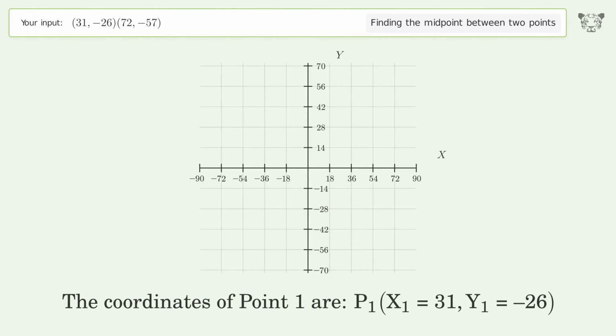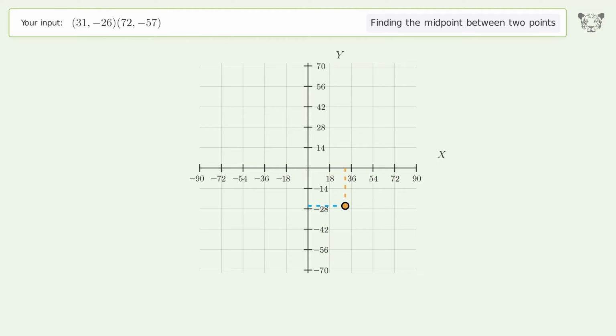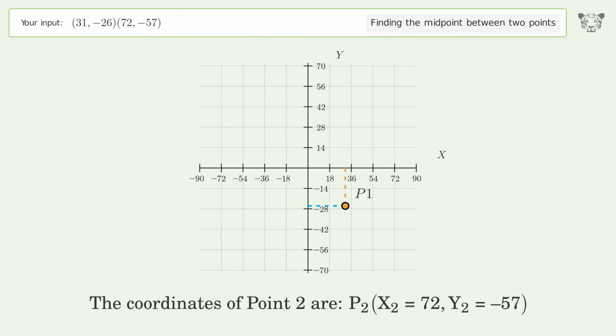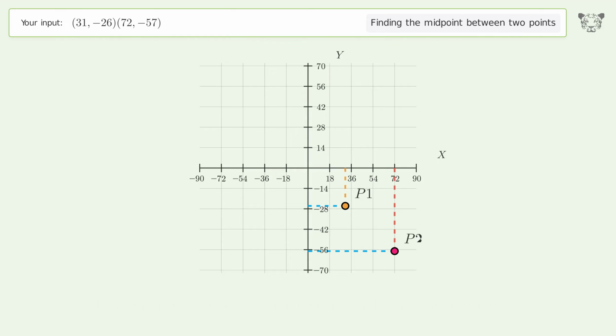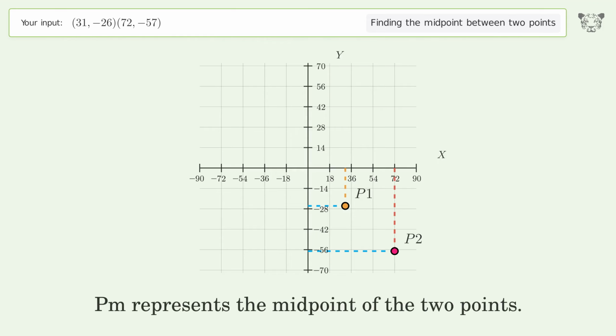The coordinates of point 1 are, x1 equals 31, y1 equals negative 26. The coordinates of point 2 are, x2 equals 72, y2 equals negative 57. PM represents the midpoint of the 2 points.